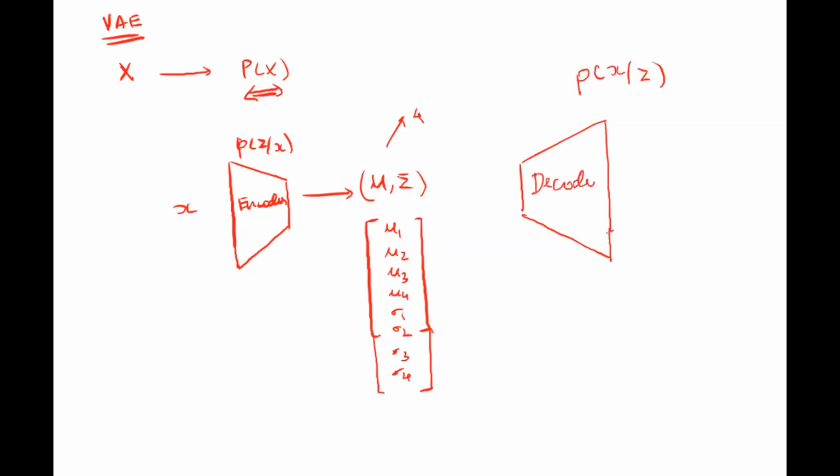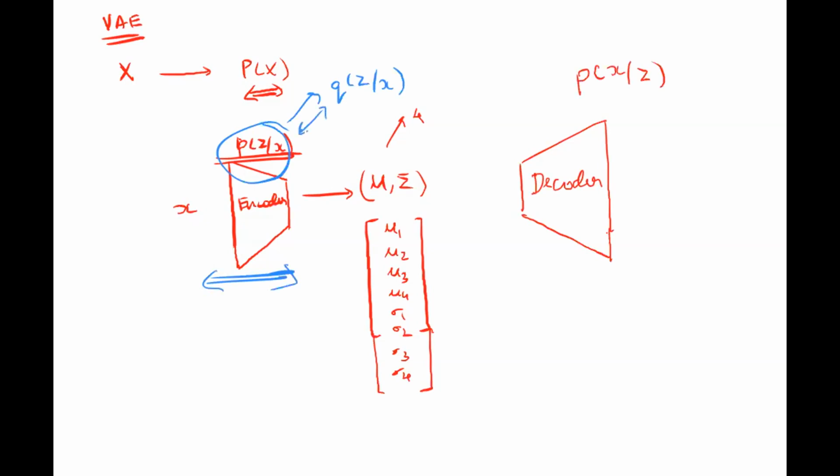Now, there's a lot of math that goes into that P of Z of X. This is something we cannot find. So we try and approximate this with another function, Q of Z of X. And then to be able to train this encoder network, we want to minimize the KL divergence between the two.